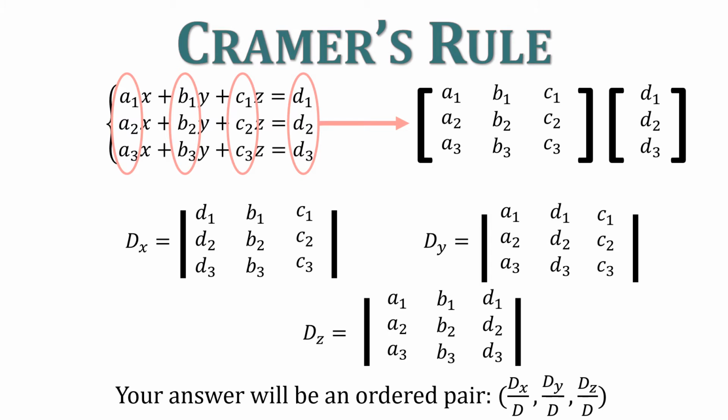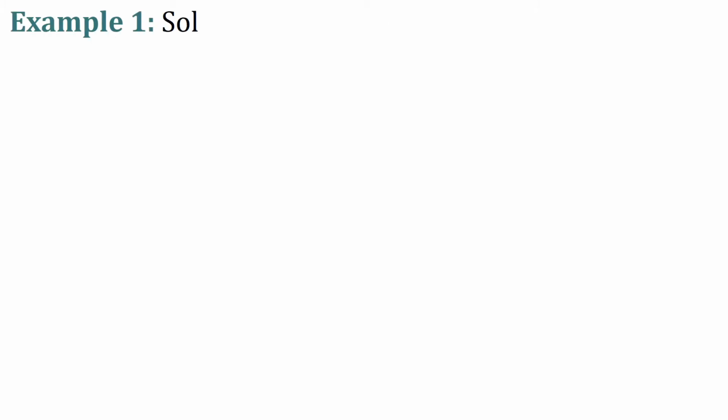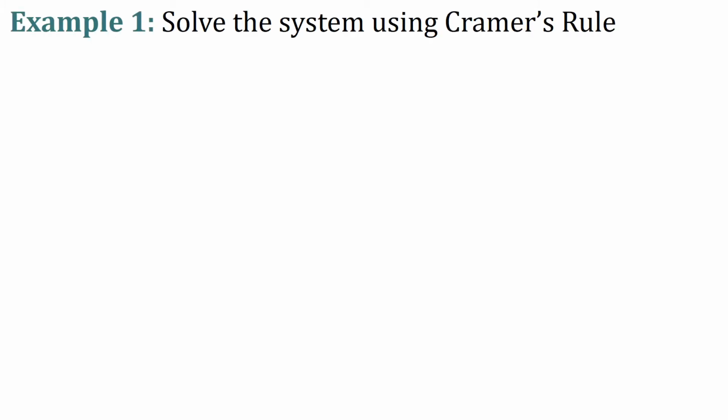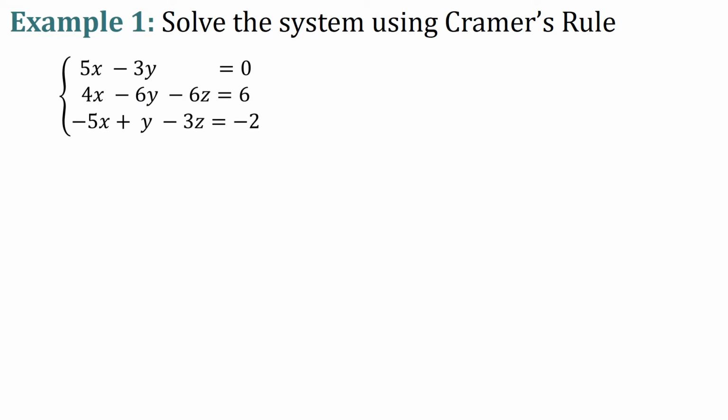So let's look to see what an actual problem looks like. We are going to solve the system using Cramer's rule. We have the system here, 5x minus 3y, missing a z, right? Make note of that. 4x minus 6y minus 6z equals 6. Negative 5x plus y minus 3z equals negative 2.